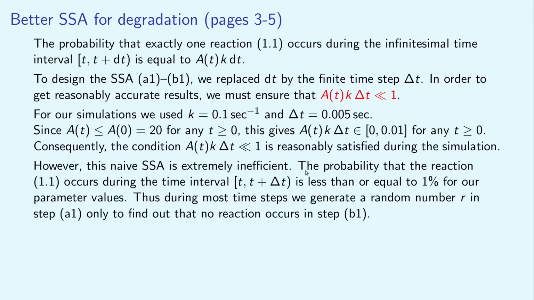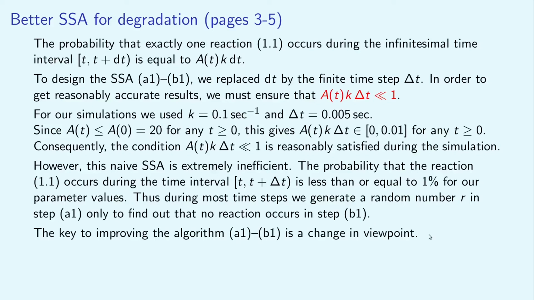In our case, the probability that the reaction R1 occurs during the time interval [t, t+delta t] is less than or equal to 1%. Put differently, there is probability 99% that no reaction happens during one time step. Therefore, during most time steps, we generate a random number r in step A1 only to find out that no reaction occurs in step B1. We can do much better than that.